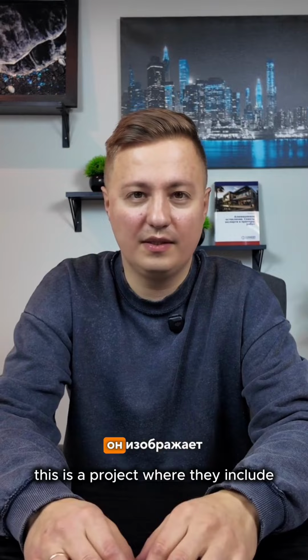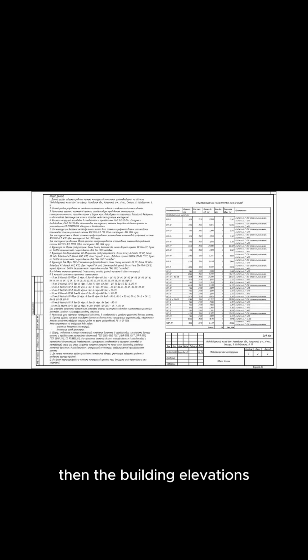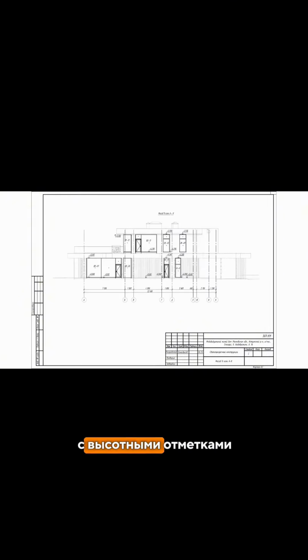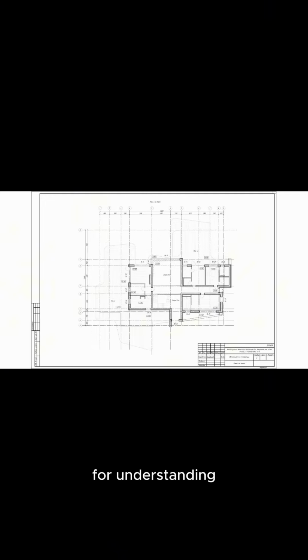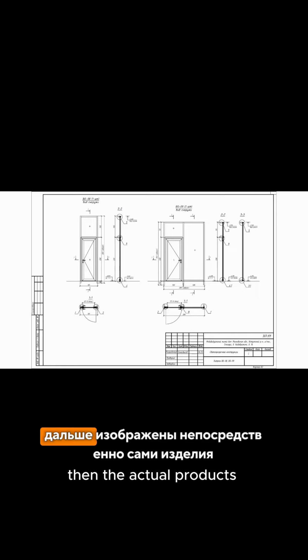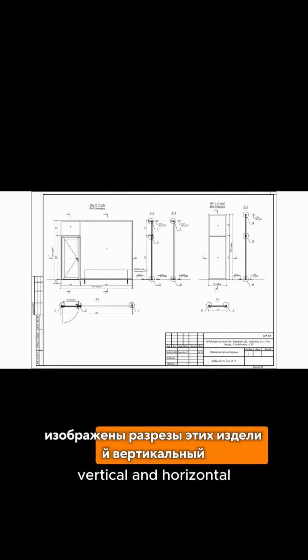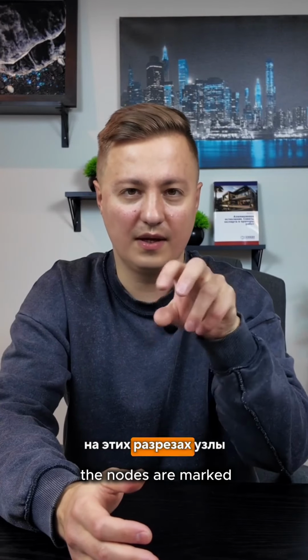This is a project where they include, for example, the cover pages with general descriptions, then the building elevations showing the placement of windows with elevation marks. Next come the floor plans, which are also very important for understanding where each product is located. Then the actual products themselves are shown, along with cross-sections of these products, vertical and horizontal. And then, on these cross-sections, the nodes are marked.